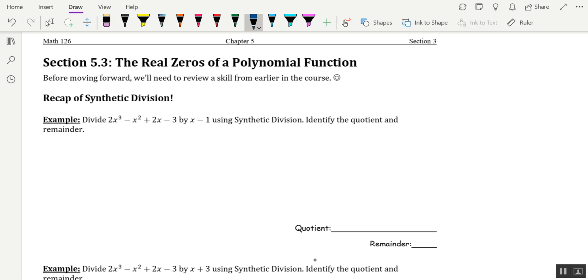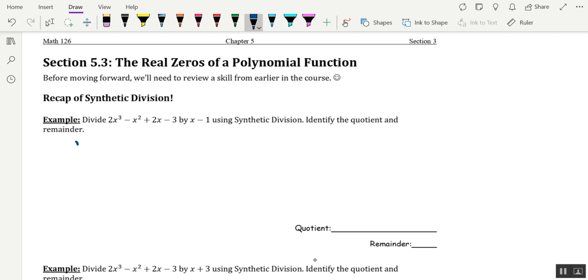It's Mr. C here, and in this video we're going to do a quick recap of synthetic division, which is a pretty important skill when it comes to finding the zeros of a polynomial function. So let's go ahead and dive into this first example. We want to divide 2x cubed minus x squared plus 2x minus 3 by x minus 1. And we're going to do that using synthetic division, and upon doing so we'll identify the quotient and remainder.